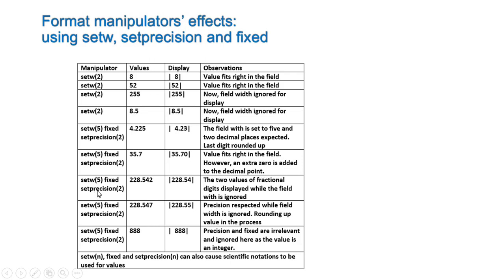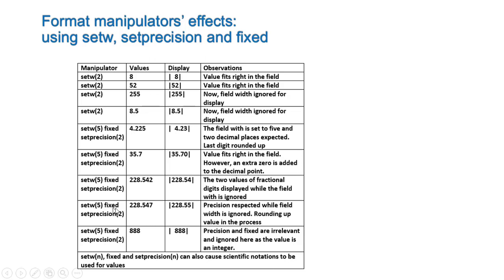With this one here, setw 5, fixed, setprecision 2, and the value 228.542 is entered. The value fits into it. The 2 decimal fraction digits are displayed while the field width is ignored. So because it's 2 here, you can see here is 54, so the other 2 is cut off.